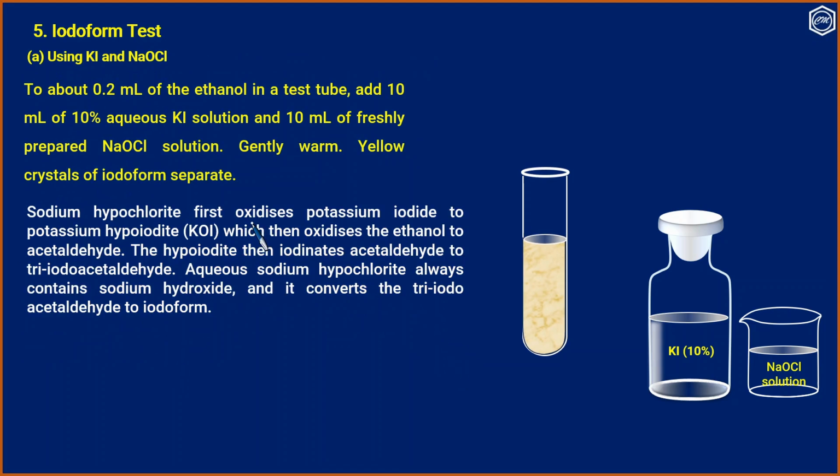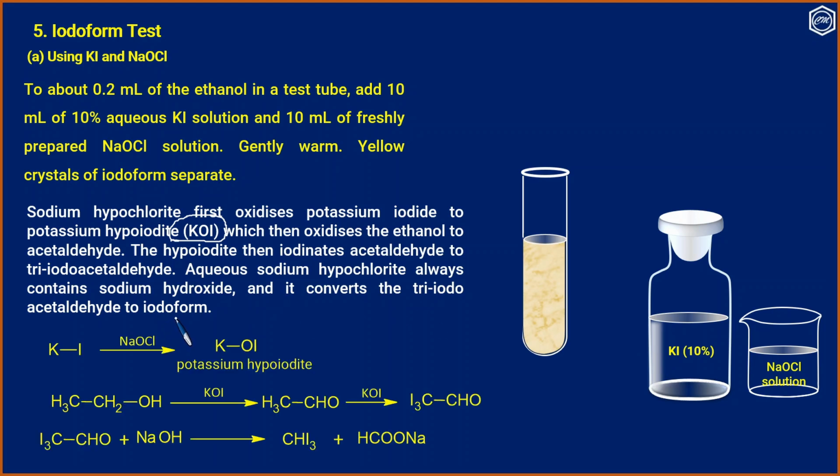Now let us see how this reaction is taking place. Sodium hypochlorite first oxidizes potassium iodide to potassium hypoiodide, which then oxidizes the ethanol to acetaldehyde. The hypoiodide then iodinates acetaldehyde to triiodoacetaldehyde. Aqueous sodium hypochlorite always contains sodium hydroxide, and it converts the triiodoacetaldehyde into iodoform.